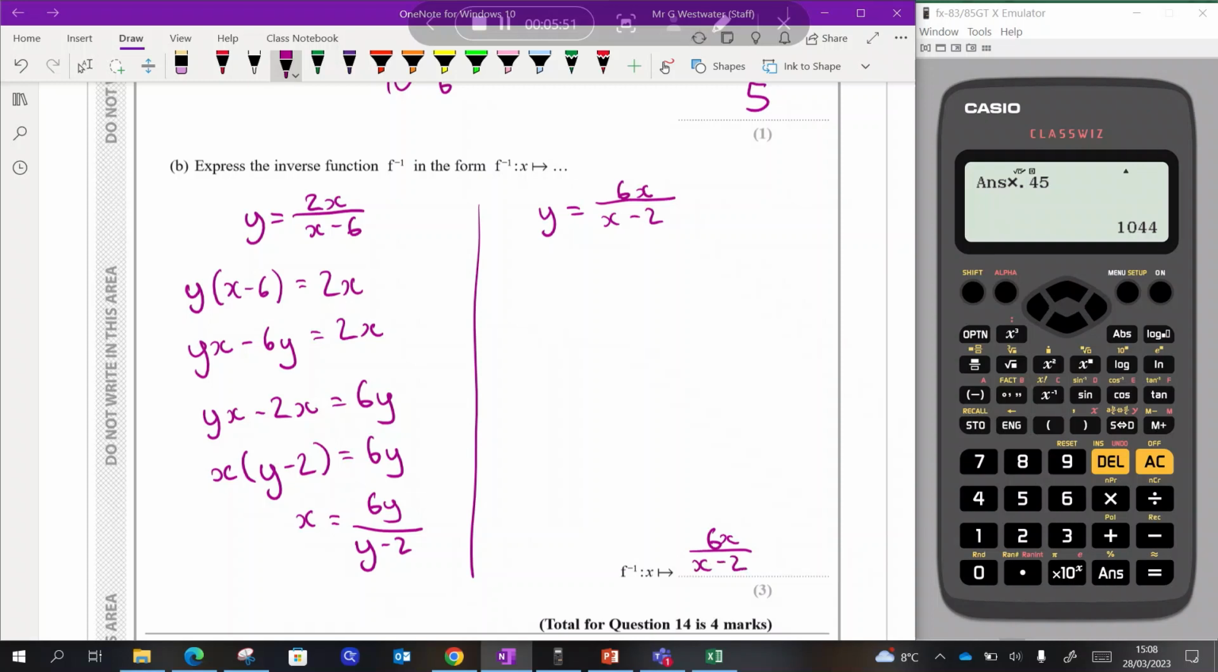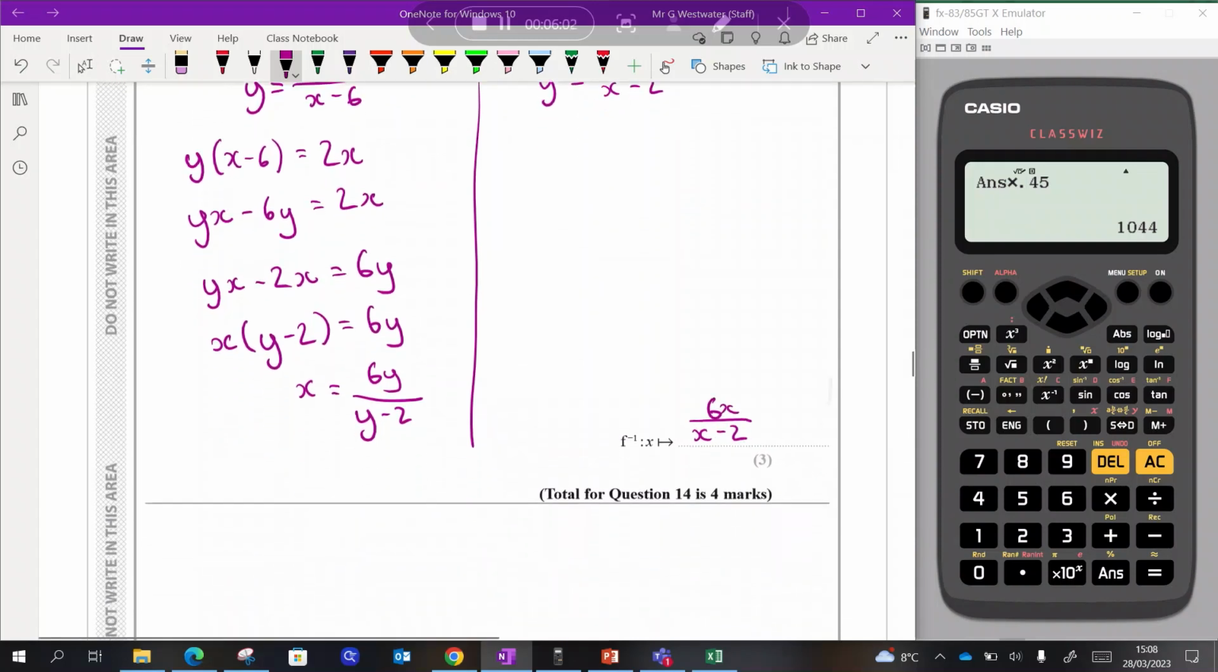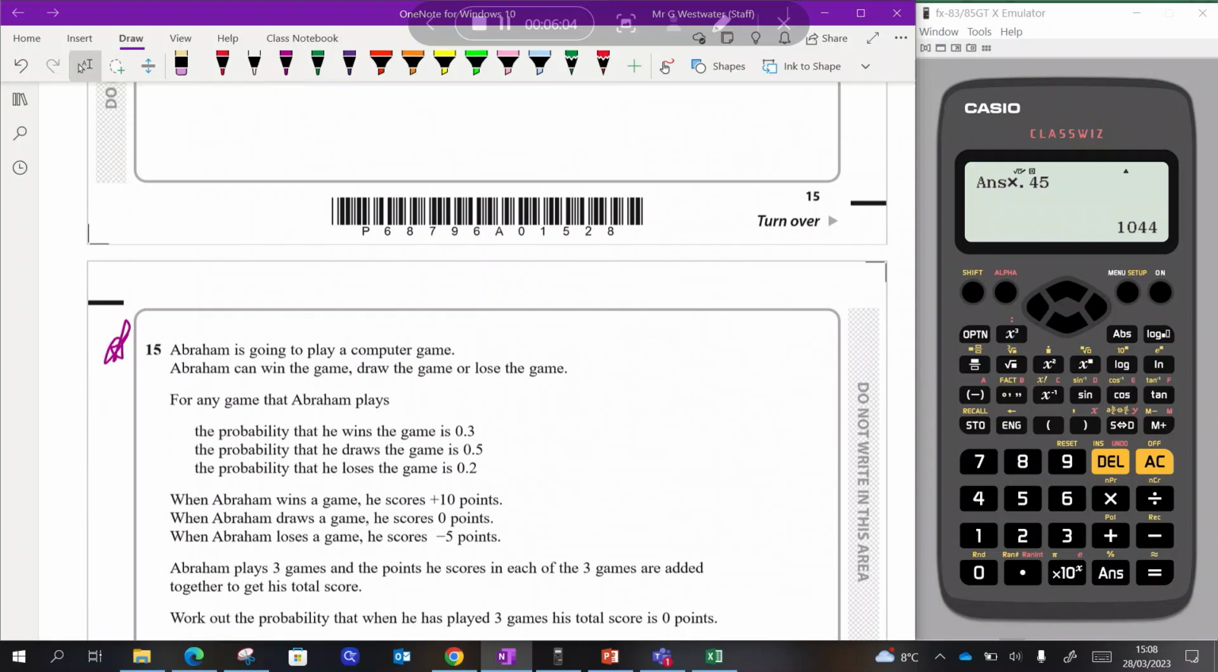And some people got similar solutions to this. They might have got minus 6x over 2 minus x, and that's also okay. It's just the same as timesing top and bottom by -1. Okay. On to question 15.